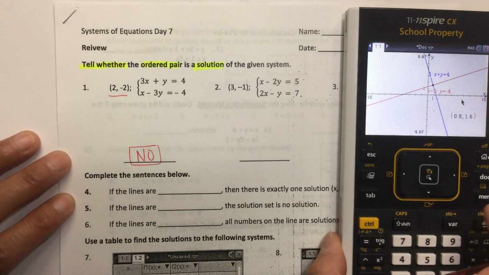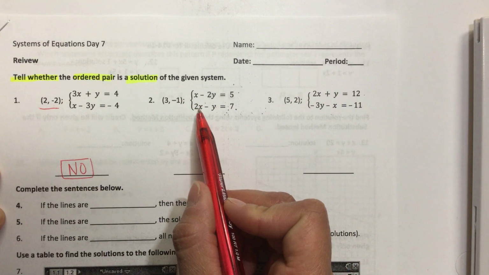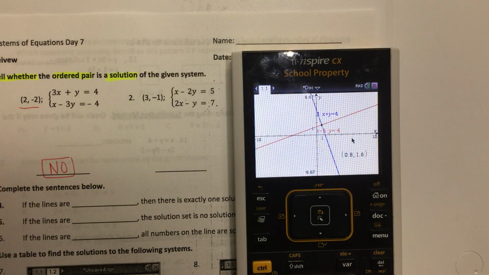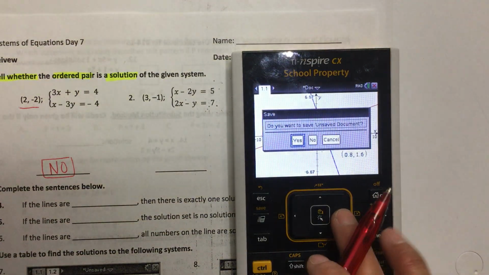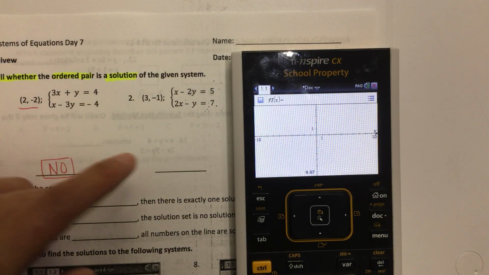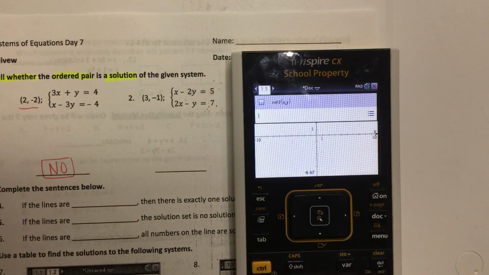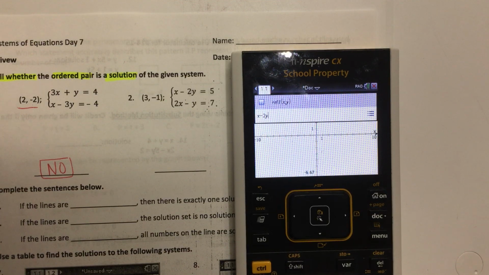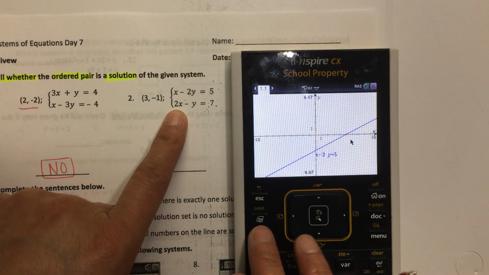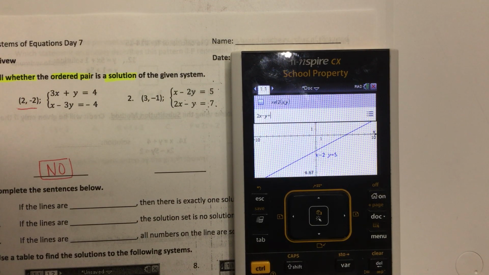Let's try number 2. You're going to check if the point 3, negative 1 is a solution to x minus 2y equals 5 and 2x minus y equals 7. Again, you can open up a new document, go to number 2 for add graphs. If you wanted to graph the equation x minus 2y equals 5, you're going to delete the equal sign, choose number 6 for relation, and type the equation. Press enter. To graph the second equation, you would press tab. 2x minus y equals 7.